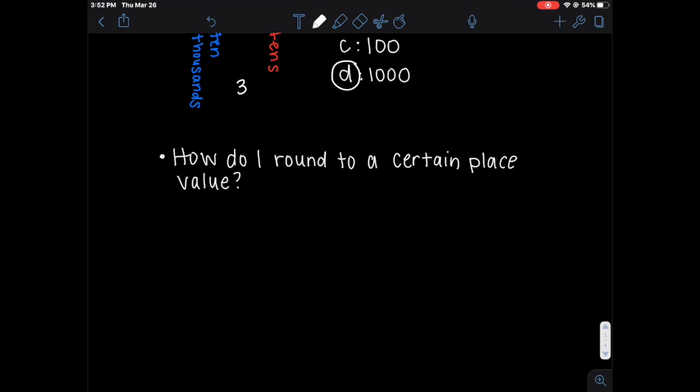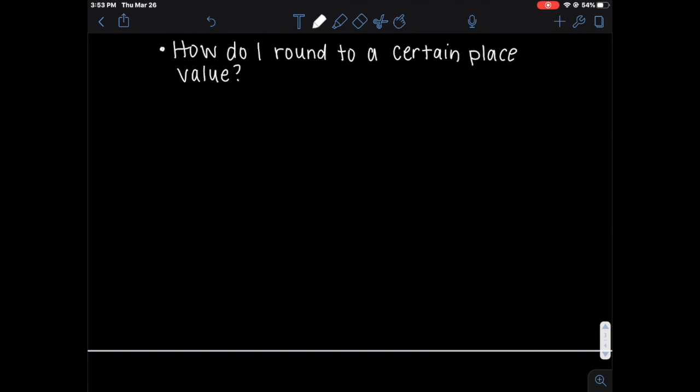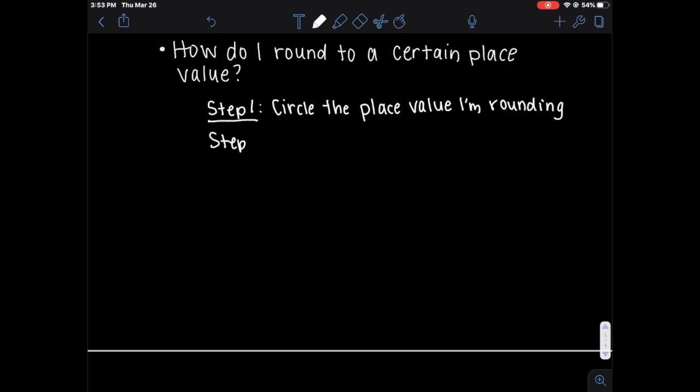All right, finally, how do I round to a certain place value? There's a couple of steps that we'll need to follow in order to do that. So let's write those down. Step 1. First thing I need to do is circle the place value I'm rounding. Step 2, we need to underline the next digit. So that means the digit to the right.